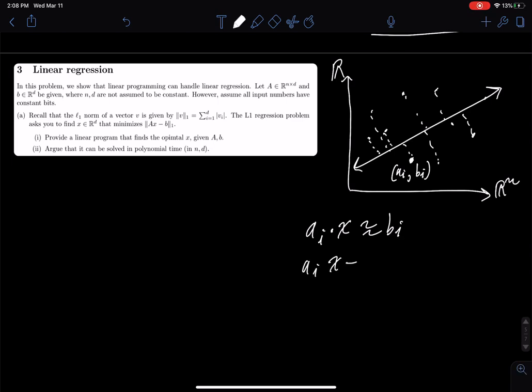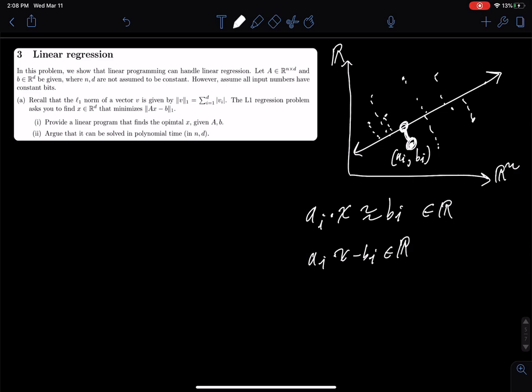There are various ways that we can measure how good an approximation it is, using various different norms, and the one that we'll be using here is the L1 norm, which for a vector is just equal to the sum of the absolute values of its entries. I should phrase this a little differently: a_i·x and b_i are both real numbers. So this quantity, a_i·x minus b_i, is just a real number representing the distance between our prediction for a point and its actual value.